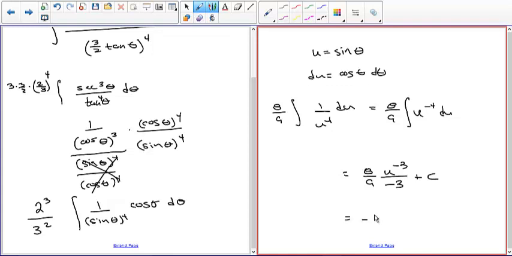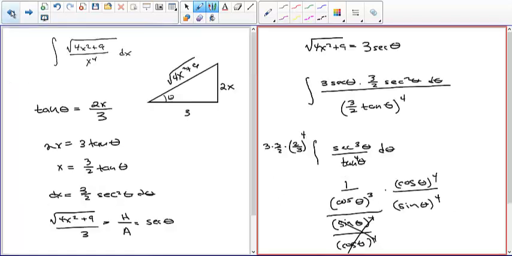So we'll get negative, take the negative, move it out front, 8 over 27, 9 times 3 is 27. And I'm going to do 2 steps here. So u to the minus 3 power is 1 over u cubed, but u was sine of theta. So it's 1 over the sine of theta cubed. So that gets it back in terms of theta. And then I have to look back at my original substitutions to find out what the sine of theta is in terms of x.